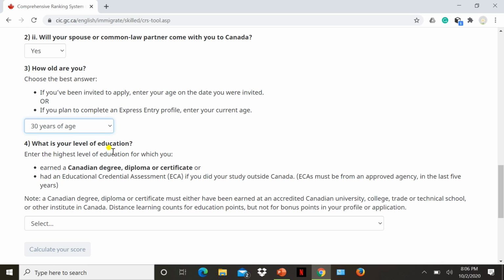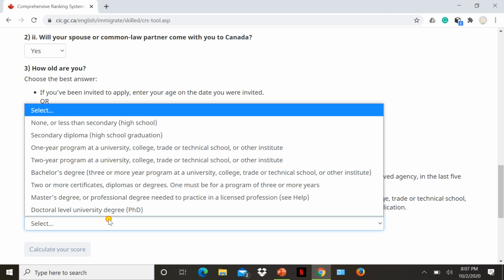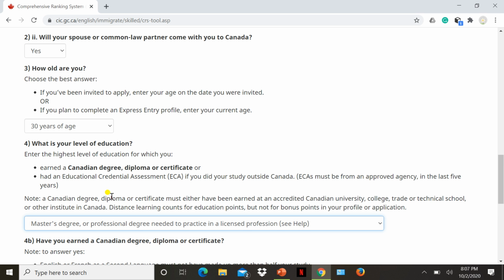What is your level of education? Basically, there are two types of education. The first one is earned a Canadian degree, diploma or certificate, or the second is had an educational credential assessment, meaning whatever educational qualification you have gained in your home country, you have to get assessed by a Canadian agency like WES, ICAS or other agencies. I have made a separate video for this. You can check the link in the description box. In my case, it is a master's degree.